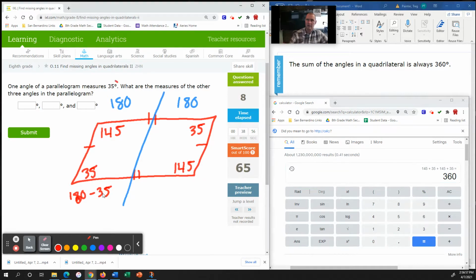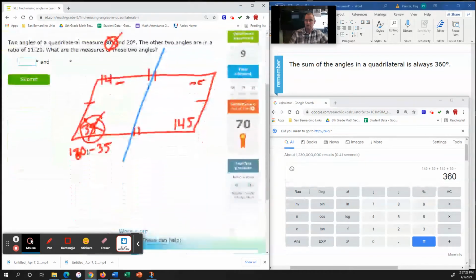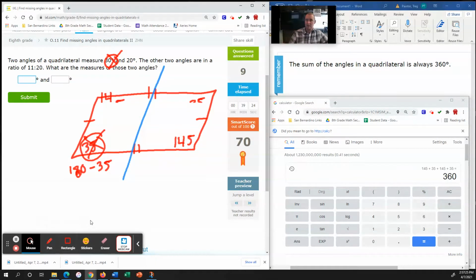They gave us a 35 already, so I don't want to use that in my final calculation. So let's get rid of that 35. So our three vertices that are left are the ones we're going to put in. So we'll start with the 145. We'll start with the 35 there and the 145 there. They're out of order, but I don't see why it would matter. 145, 35, 145, because it got it right. Okay, we're at 70. We're almost there to 80.